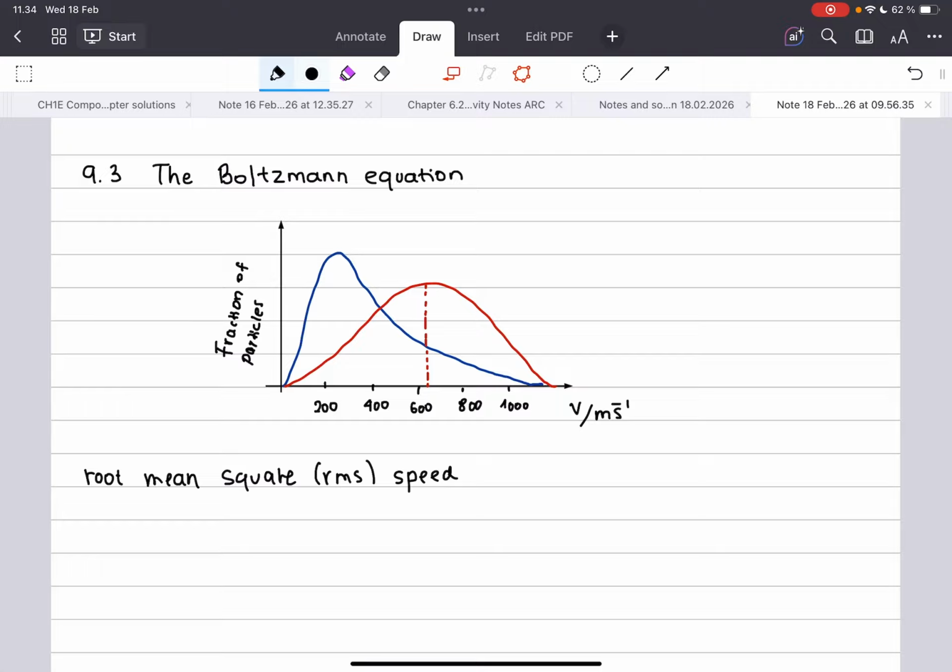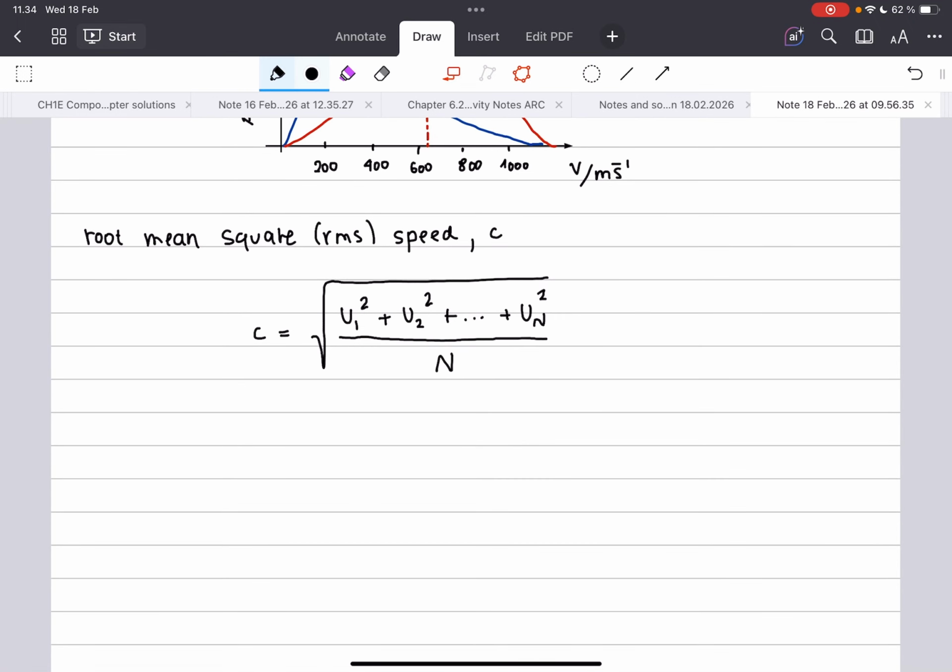So the root mean square speed, and we notate it with c. And we say that c is the square root of the speed of one particle squared and the speed of the other particle squared, and we add them up generally. If we have n particles, we add the square of their velocities, and we divide by n, the number of particles that we have.